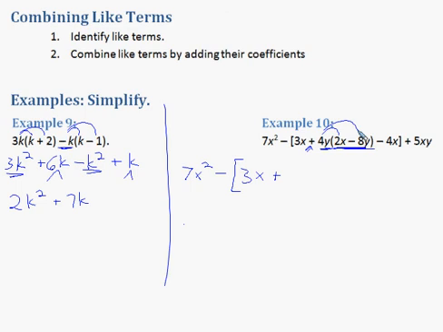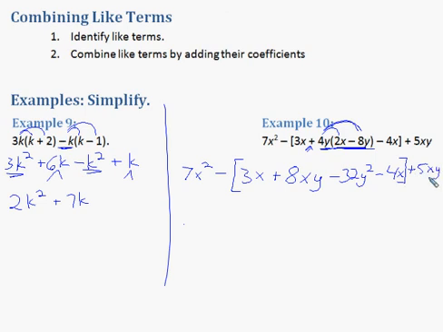So 4y times 2x, 4 times 2 is 8. And you might put 8yx, but I always put them alphabetically so it's easier to pick out like terms. So I'm going to put y times x is the same as x times y. And then distributing here, 4y times negative 8y is negative 32y squared. We still have minus 4x, close the brackets, plus 5xy.